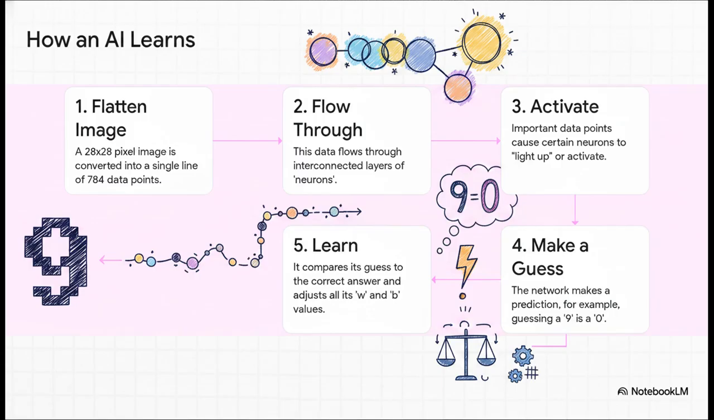And here's where it gets really smart. It sees it made a mistake, figures out how wrong it was, and then sends that error message all the way back through the network, telling every single neuron to tweak its w and b just a tiny bit. Then it tries again, and again, and again, thousands of times, getting a little bit better with every single mistake, until it gets it right almost every time.